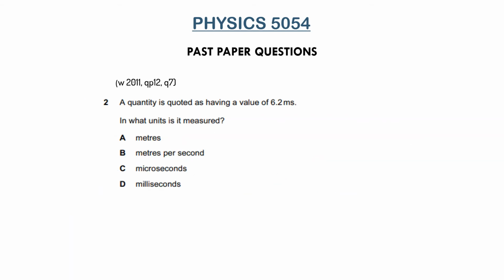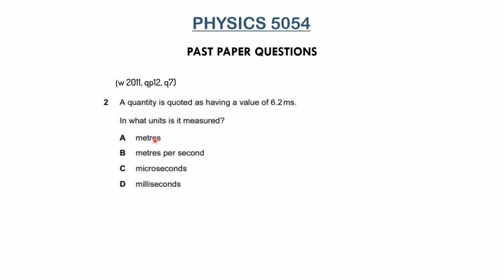Let's move to the next question. A quantity is quoted as having a value of 6.2 ms. In which units is it measured? This question is, by the way, from winter 2011, question paper 1, variant 2, question 7. So a quantity is quoted as having a value of 6.2 ms. In which units is it measured? So we need to tell what ms represents here.